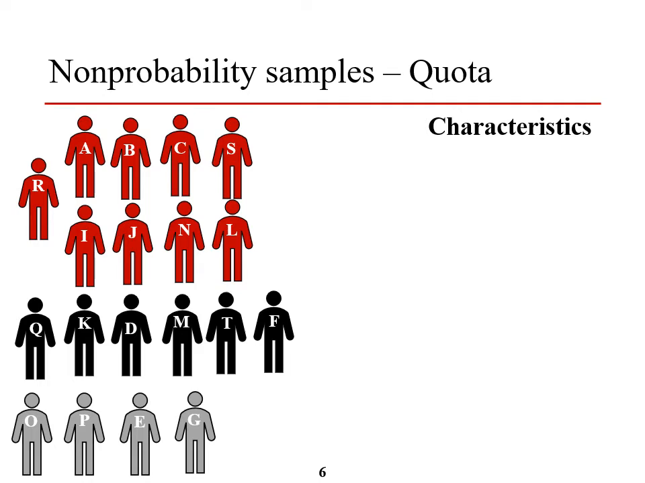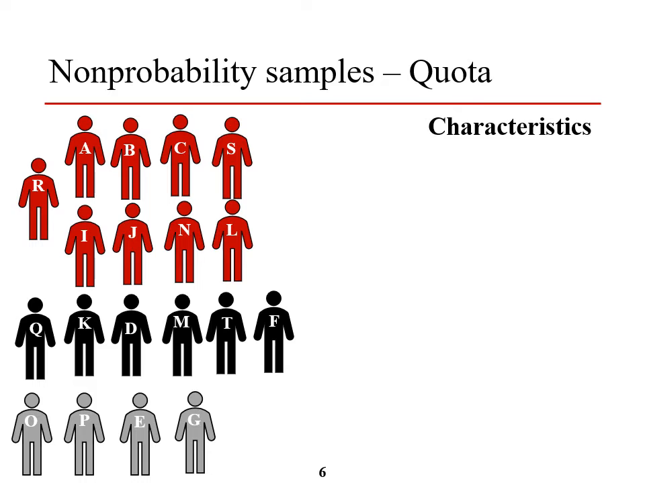The next type of non-probability sampling technique is the quota sampling technique. That is where various subgroups in a population are represented on some type of sample characteristic, whatever the researcher desires. In our case, we have divided this into the red subgroup, the black subgroup, and the gray subgroup. In this type of research, the researcher would have a quota to achieve for each of the subgroups that are represented.